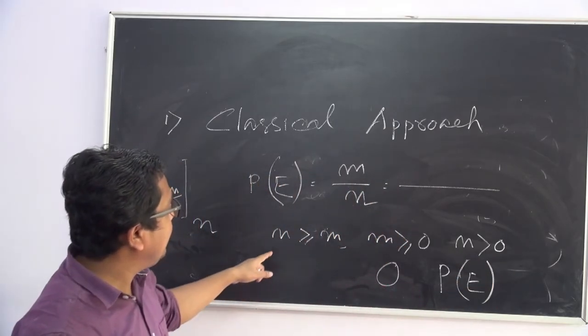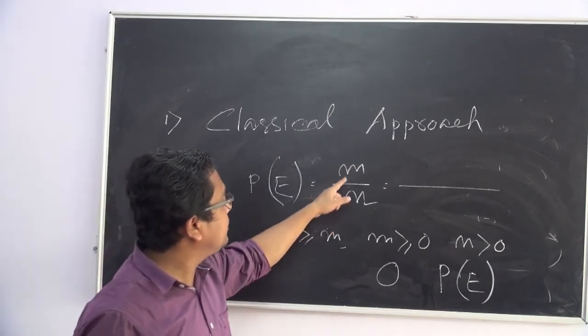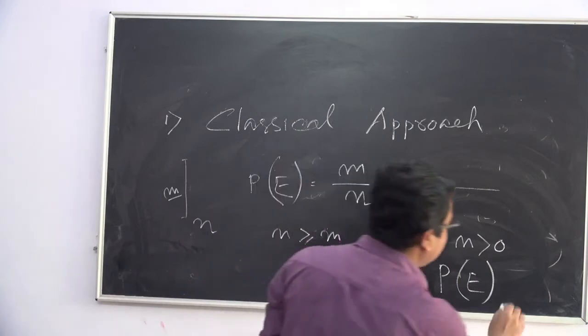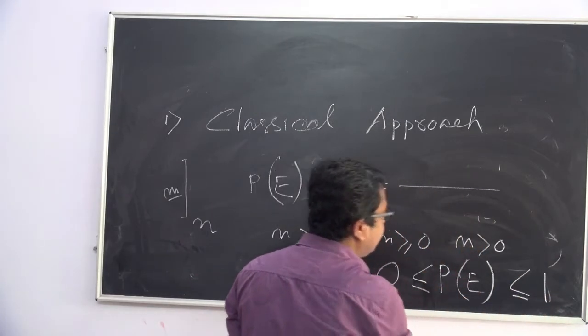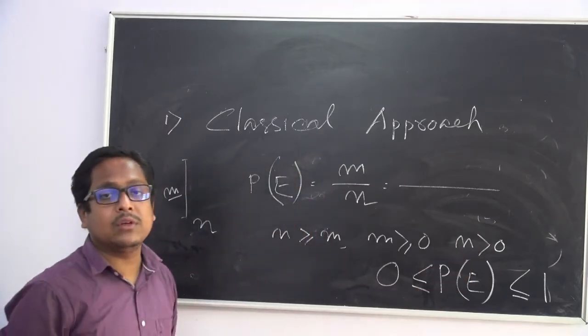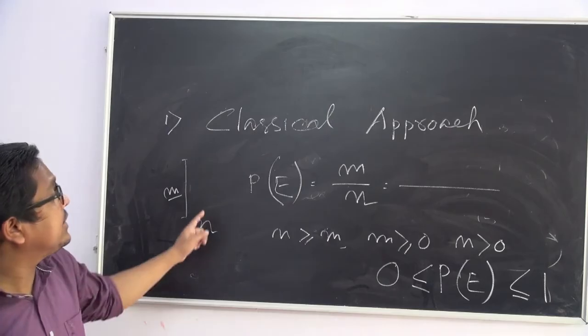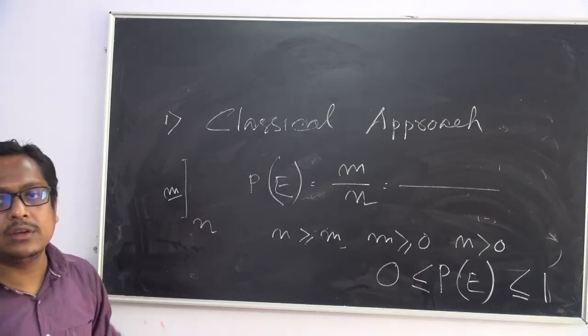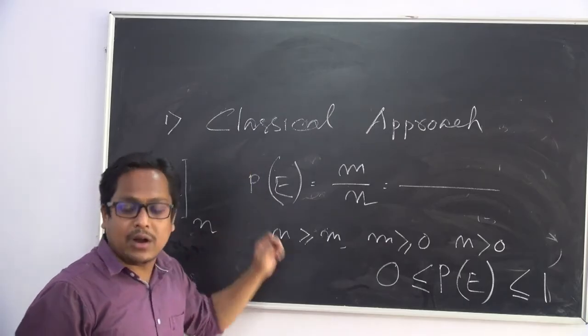Whenever n is equal to m, P of E will be 1. So that means the probability of any event lies between 0 and 1. This is known as the classical, mathematical or a priori approach. This definition of probability was given by James Bernoulli.